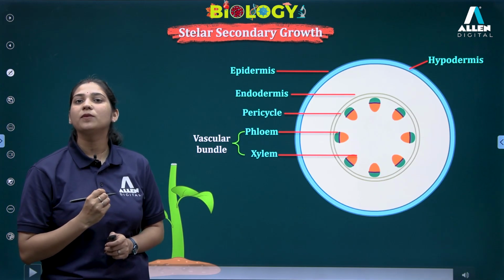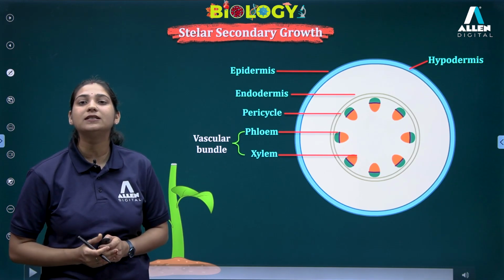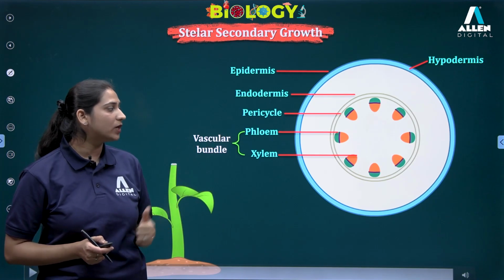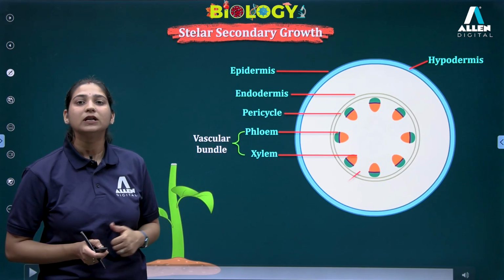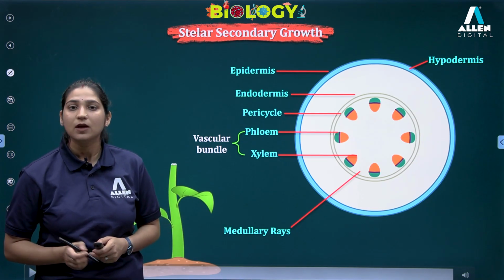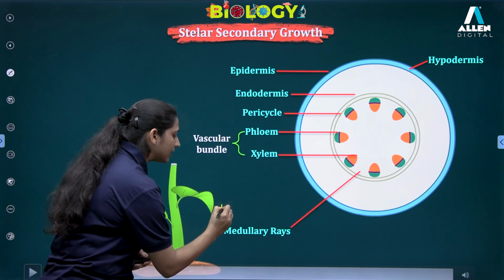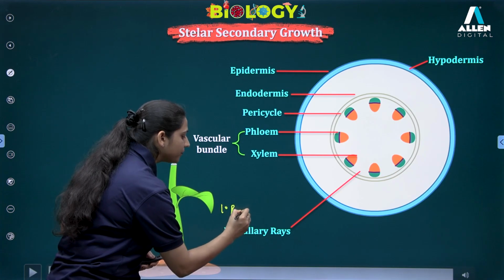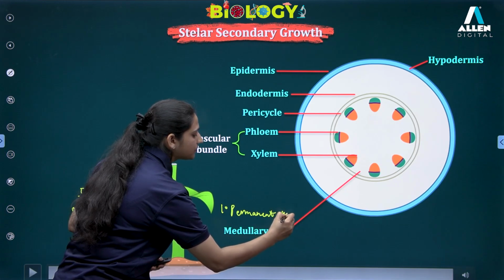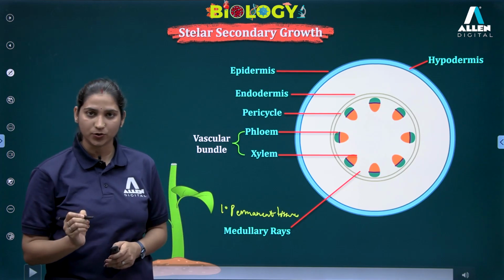Now you can observe there is a ring arrangement of the vascular bundles within the cross section of the stem. Between the vascular bundles, we can observe some cells known as medullary rays. Medullary rays are a tissue made up of parenchymatous cells. So these are primary permanent tissues.